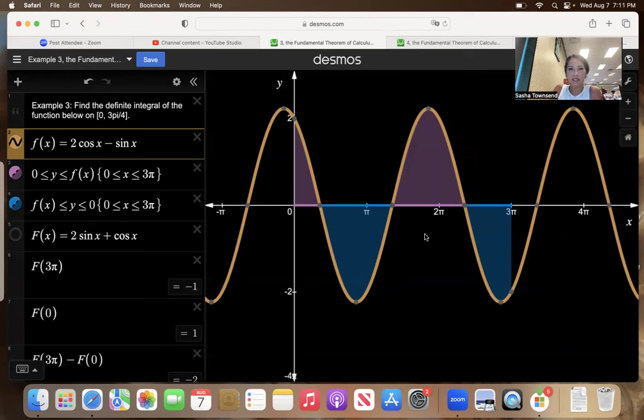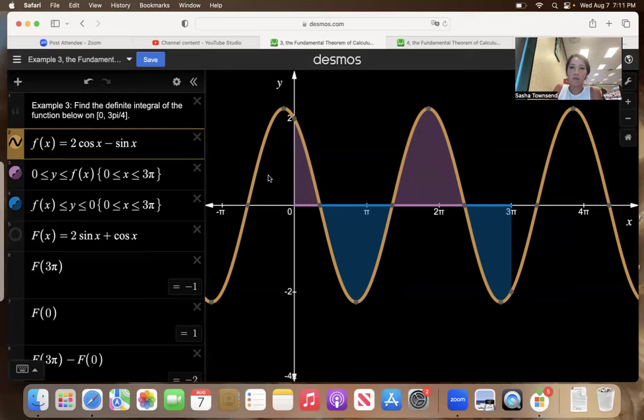Now, because it's just a shifted sinusoidal function, this purple area here and this blue area are the same. So when I take the integral from 0 to 3 pi, I think I should get the same value as if I took the integral from 0 to pi, because this area minus this area is going to be 0. And then we take this purple area and subtract that blue area, which is the same. This area here is the same as the area from this 0 of the function to pi.